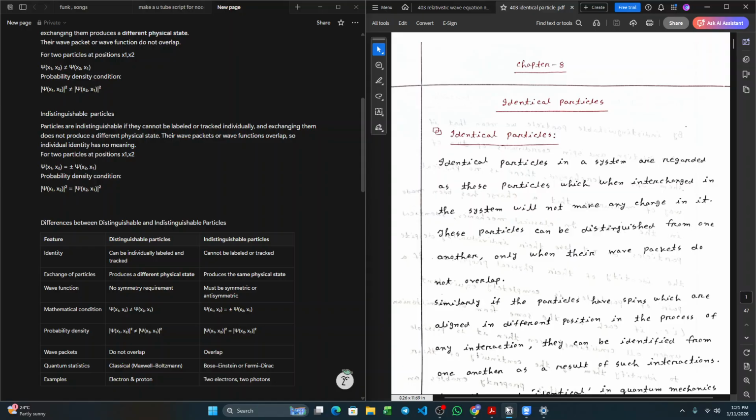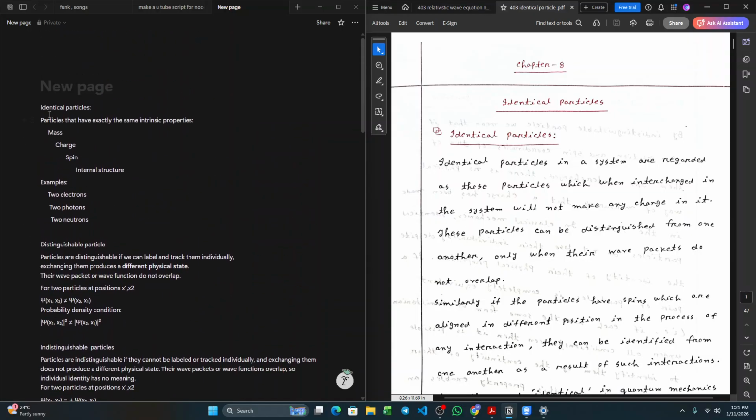So today we discuss identical particles, and I will discuss this whole chapter as much as I can today. First of all, what are identical particles? You always follow my cursor. Here you see identical particles: particles that have exactly the same intrinsic properties.